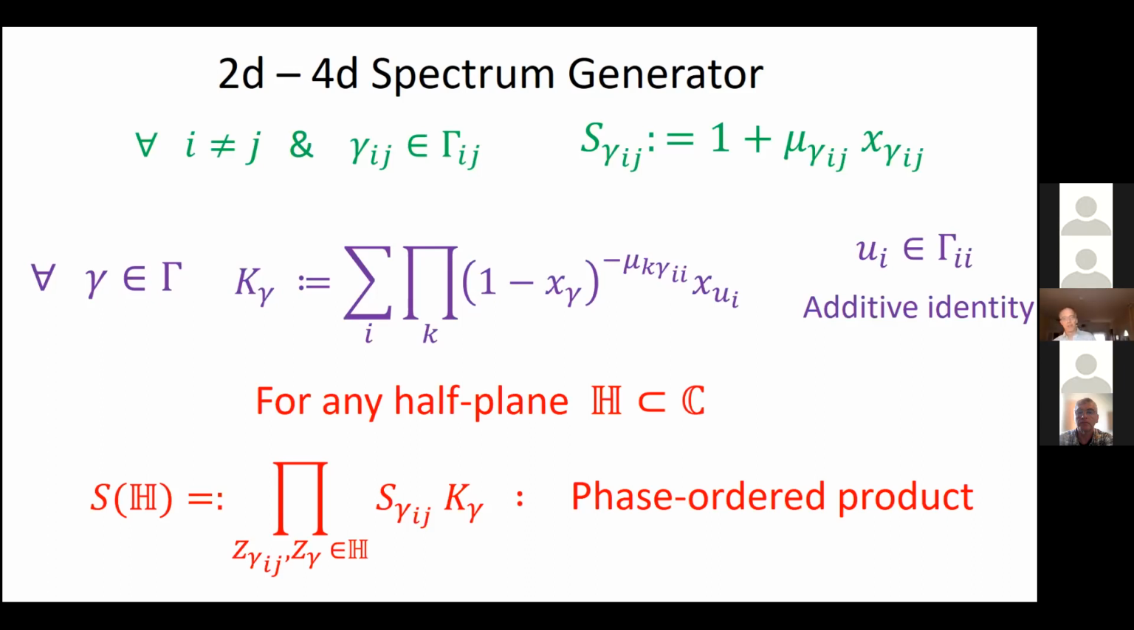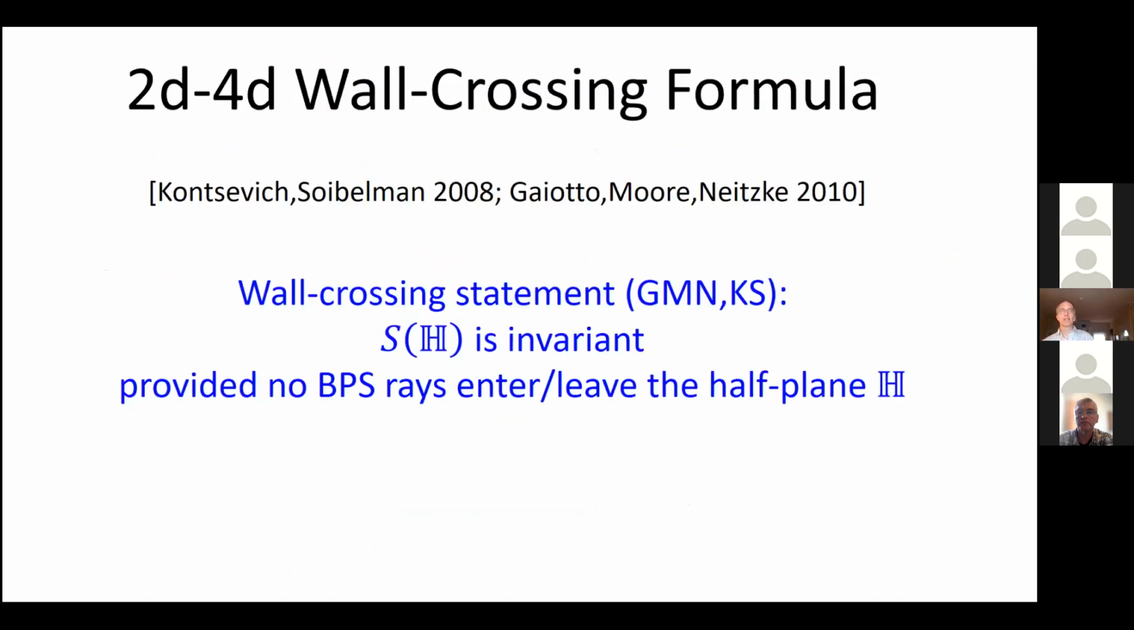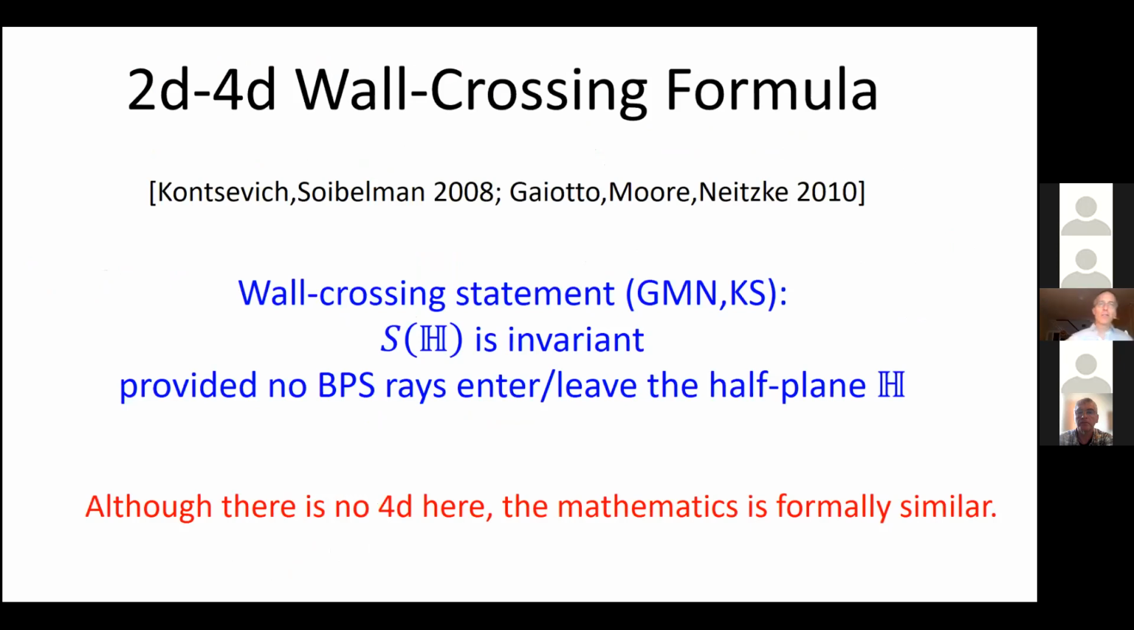I'm sure if you've seen anything about the Kontsevich-Soibelman wall crossing formula, you've seen this kind of formula many times before. And so indeed, the formula is that S of H is invariant provided no BPS rays enter or leave the half plane H. And I call it the 2D-4D wall crossing formula, even though there's no four dimensions here, because the mathematics is formally very similar. In fact, our goal is to understand the categorification of the full 2D-4D wall crossing formula, and this is a step towards that goal. The idea of studying the twisted masses is that this is an important step towards that goal because the mathematics is formally similar.